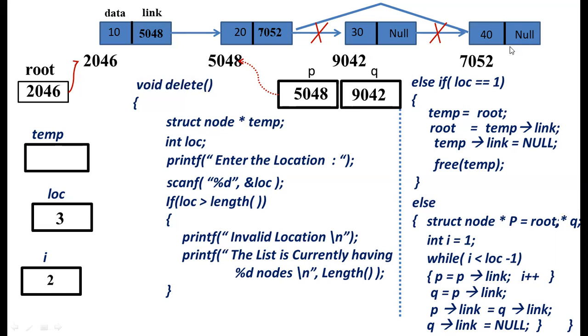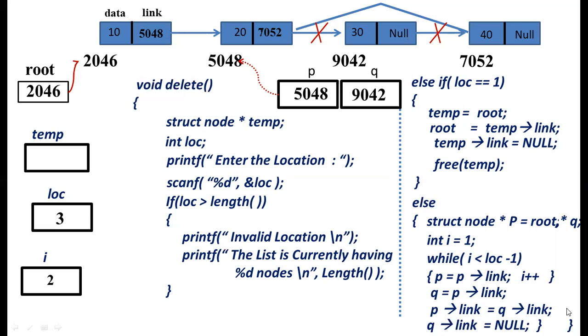2 less than 4 minus 1, the condition is true. So since the condition is true, again we will place the P to link value into P, that is 5048 to link value, 7052, into P. So now my P will be having 7052 value. Then i plus plus, so my i will become 3. 3 less than 4 minus 1, 3 less than 3, the condition is false. So here P will be pointing to this particular location, sorry, not 7052, 9042.